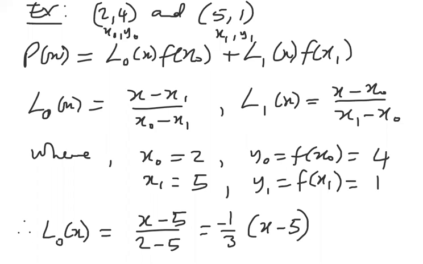Now what happens when I swap them? Here I take 2, 4 to be X1, Y1, and this side I get to be X naught, Y naught. Does that affect the interpolating polynomial that I'll be able to get? Anyone who would like to answer that question? What do you think? Will that affect the interpolating polynomial, or will I get a different interpolating polynomial?